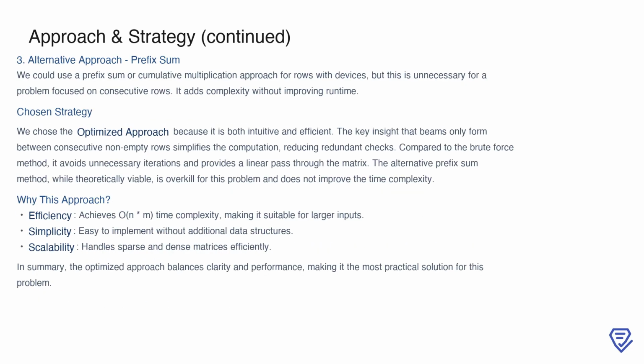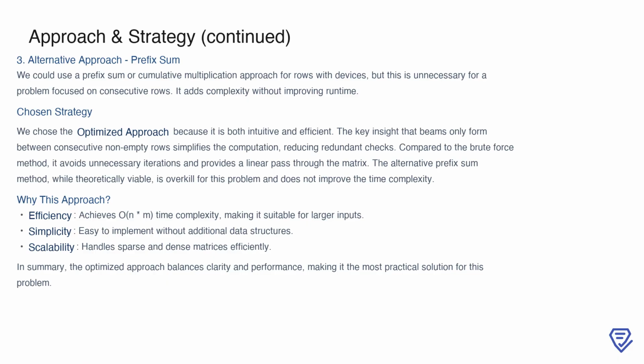An alternative approach could involve using a prefix sum or cumulative multiplication technique to manage rows with devices more efficiently. However, for this problem, where the focus is on consecutive rows, such an approach introduces unnecessary complexity without improving the runtime. Instead, the optimized approach stands out as the best choice. It's both intuitive and efficient, leveraging the insight that laser beams occur only between consecutive non-empty rows. This insight simplifies the computation and avoids redundant checks.